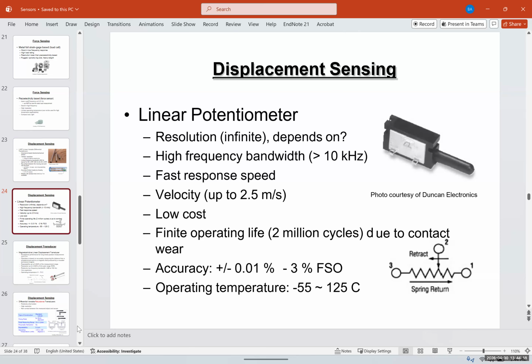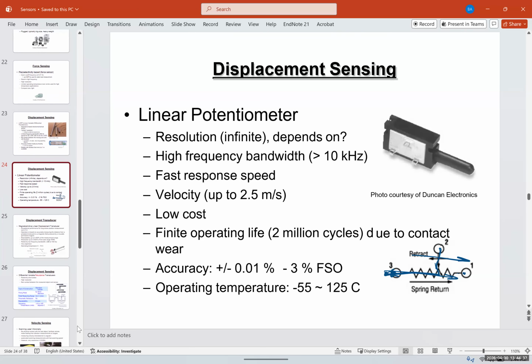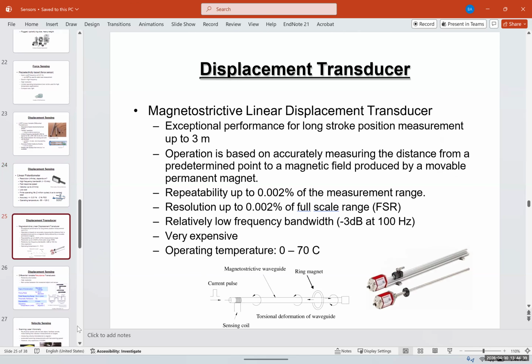So basically, when you move these and you retract or you spring and open this, expand it, the resistance between 0.2 and 3 and 1 and 2 changes. And by measuring the resistance, the further the distance, you're going to have a higher resistance. You can measure the displacement.